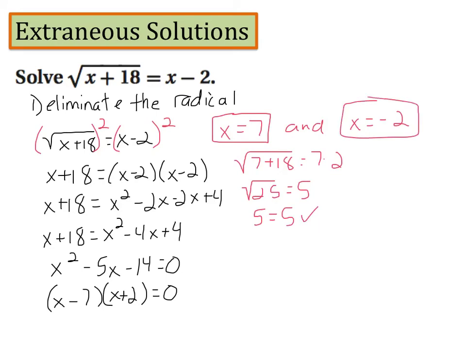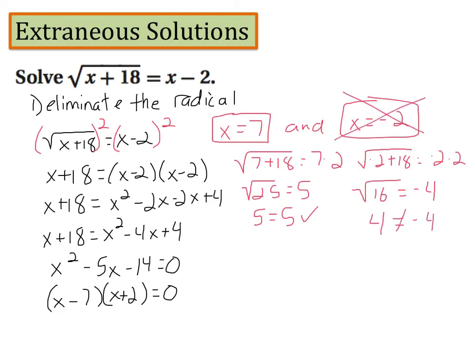Let's try our second solution. So we have the square root of negative 2 plus 18 equals negative 2 minus 2. Negative 2 plus 18 gives us 16. And negative 2 minus 2 gives us negative 4. The square root of 16 is 4, and that does not equal negative 4. So x equals negative 2 is an extraneous solution. So sometimes we do have to check to make sure that these solutions work.